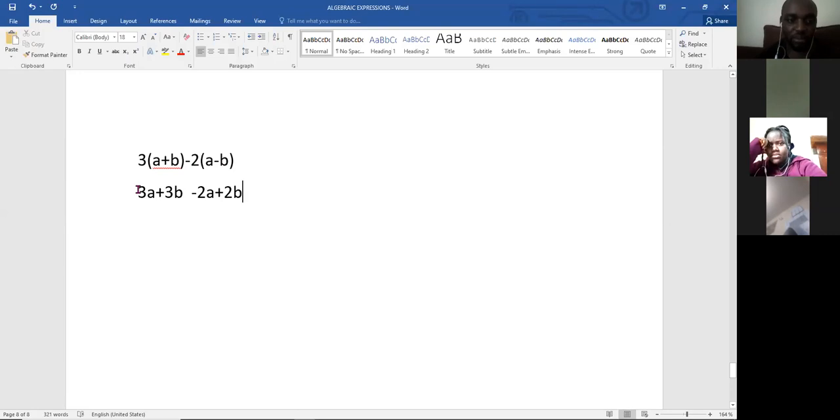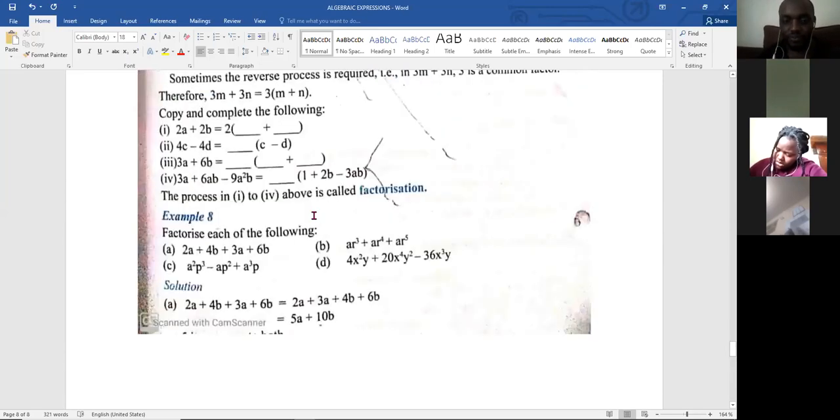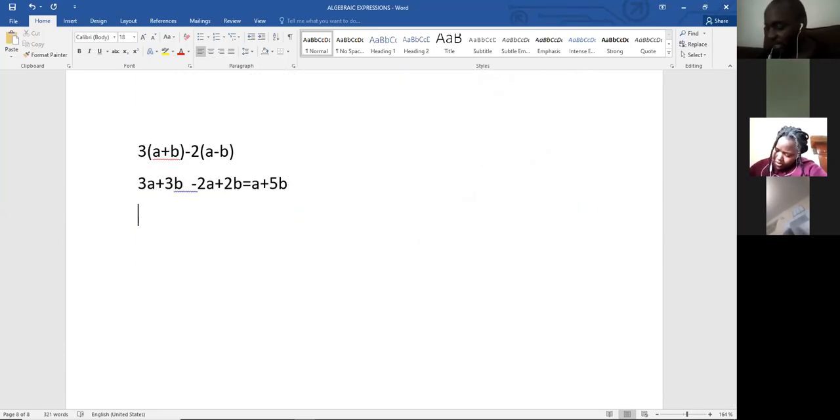So from there you simplify by saying 3A minus 2A, the answer is simply A. Then we have 3B plus 2B, the answer is 5B, positive 5B. We can go to the second example of expanding. I am just going to look at very few examples.